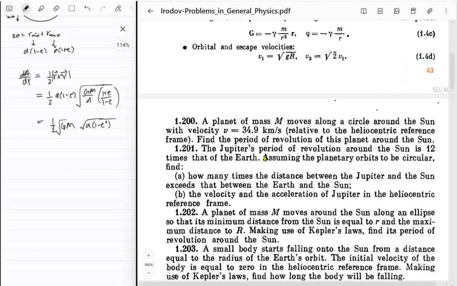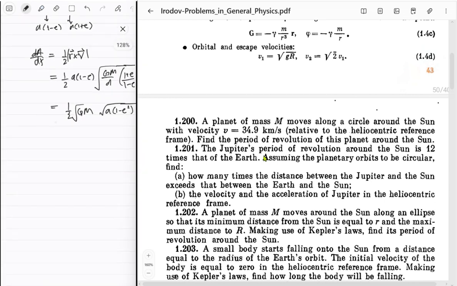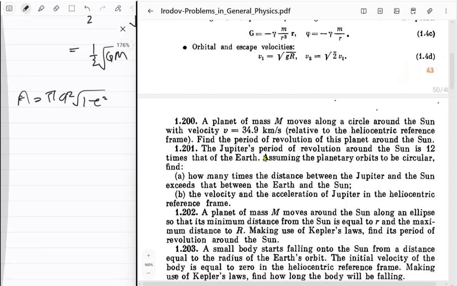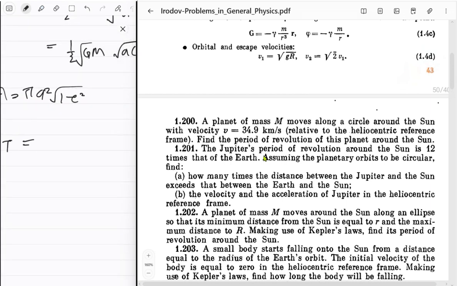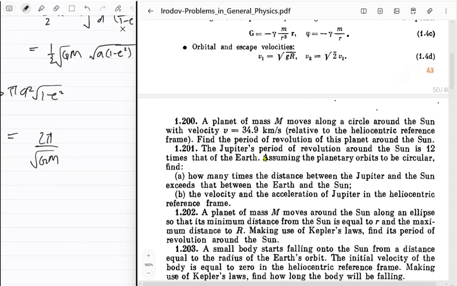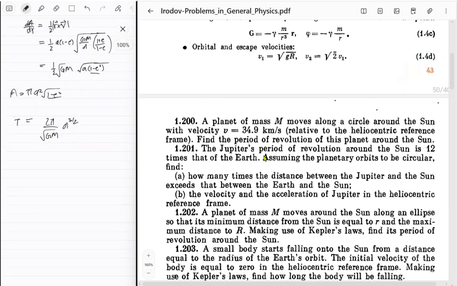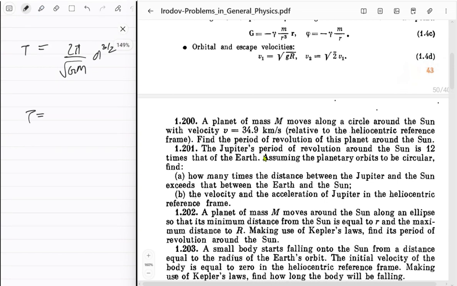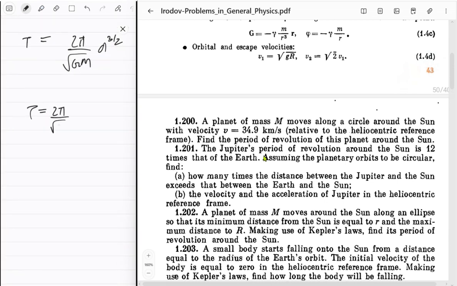And the total area is just pi times a times b, so pi times a squared times the square root of 1 minus e squared. When you divide this area by the area rate, you get the time period. So you get 2 pi upon the square root of GM, the constants, and then a to the power 3 upon 2, and the e factor cancels. Perfect. So you can always use this. That's one of the equations that we'll be using. So T is equal to 2 pi upon the square root of GM times a to the power 3 upon 2.